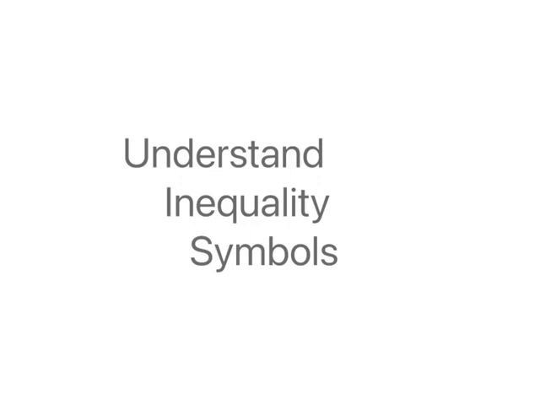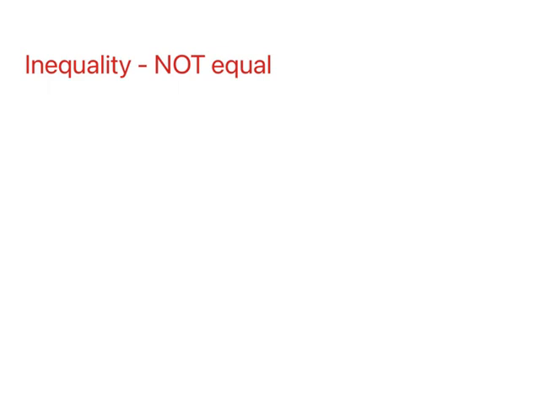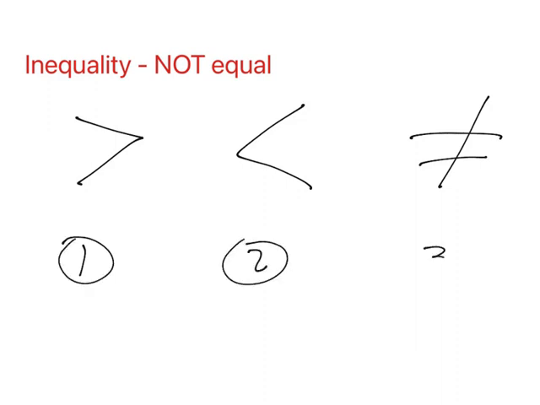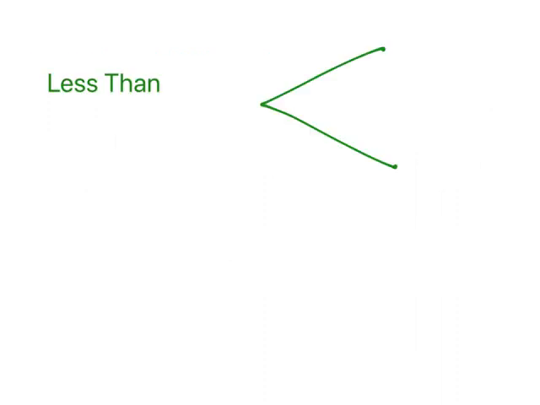Understand inequality symbols. We're just going to talk through what they are and what they mean. So first, when we're talking about inequality, we're talking about things that are not equal. So we might say greater than, less than, or not equal to. We have three options for inequalities.